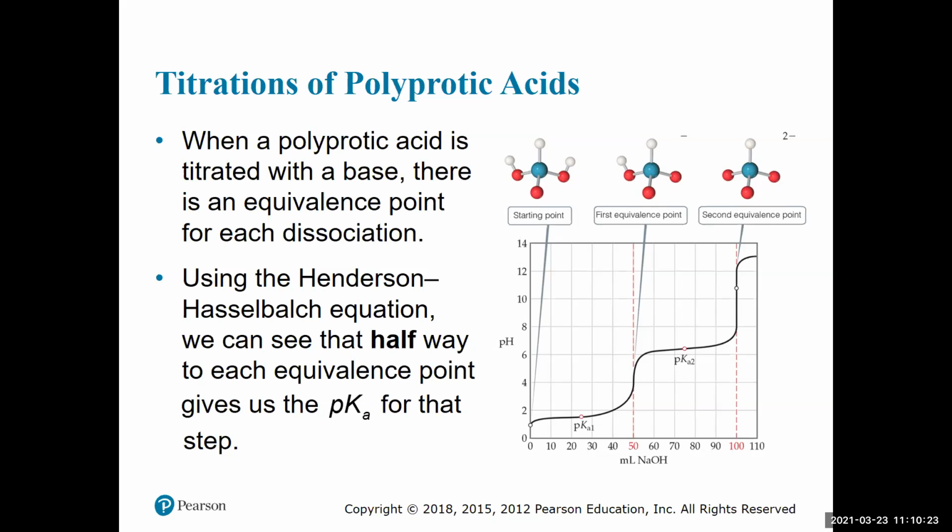If it was phosphoric acid, a triprotic acid, then we just have another one of these. And by looking at where you start versus getting to an equivalence point and then going halfway in between, you can get pKa values for the different protons that are being donated.